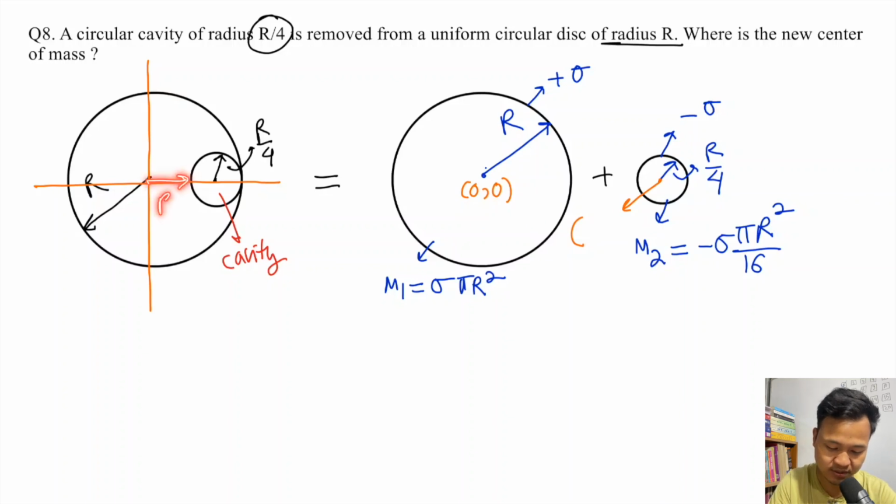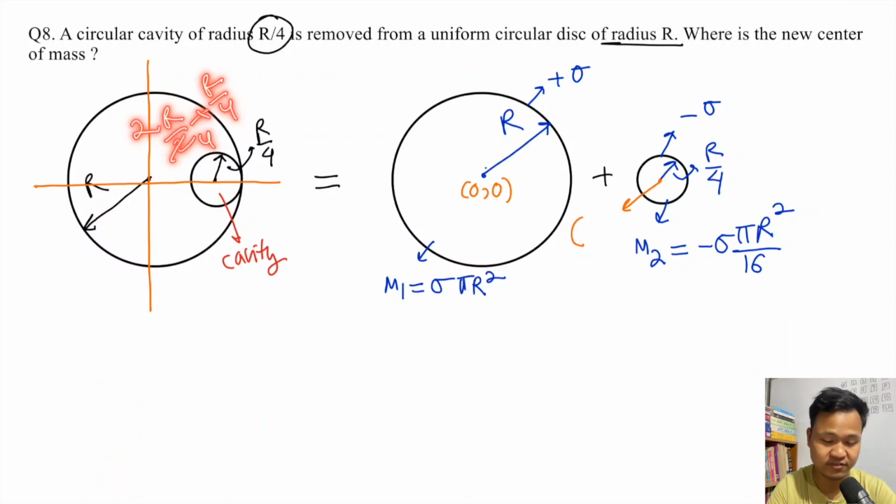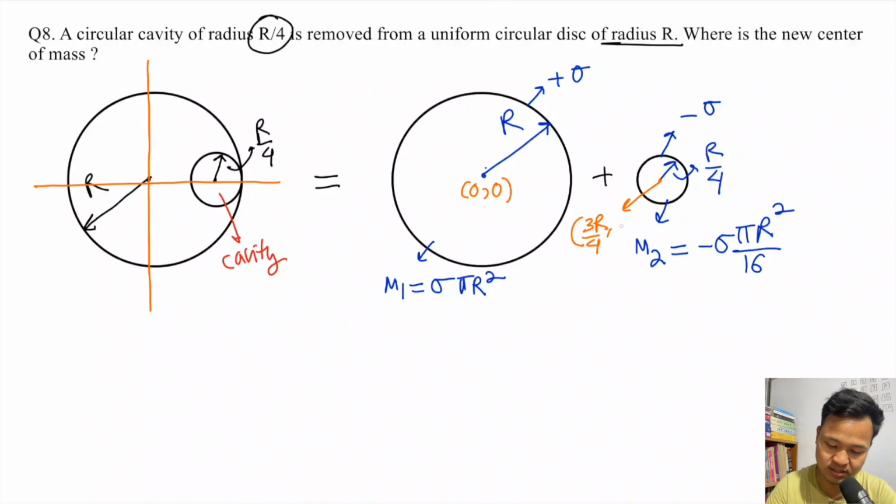So this is r by 2. Okay. So this is r by 4. So r by 2 plus r by 4, so 3r by 4. Right? So 3r by 4, comma 0.